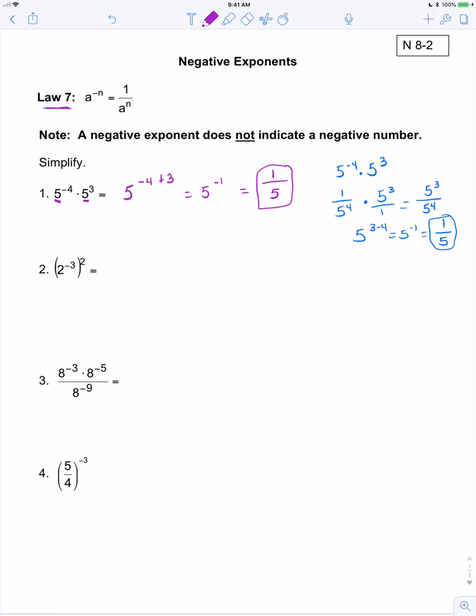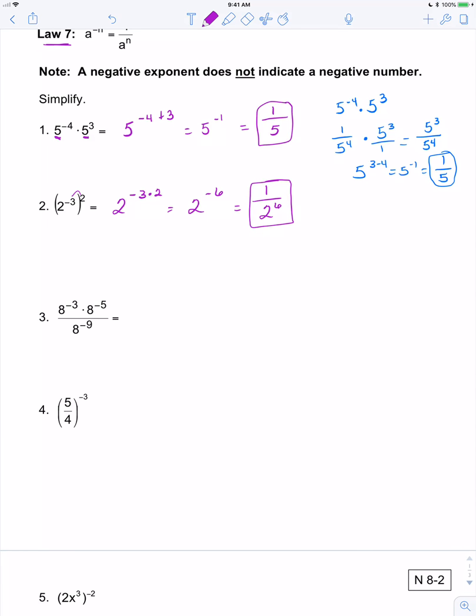Okay, so now, on example number 2, we have 2 to the negative 3 power all squared. Remember, that base stays the same. The power to power rule tells us that we multiply. So 2 to the negative 3 times 2. We multiply our exponents, right? Power to power. So that's 2 to the negative 6. Negative 3 times 2 is negative 6. And then what do we do with negative exponents? We put them on the bottom and they become positive. Final answer.